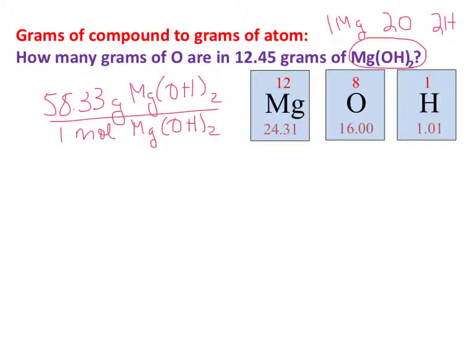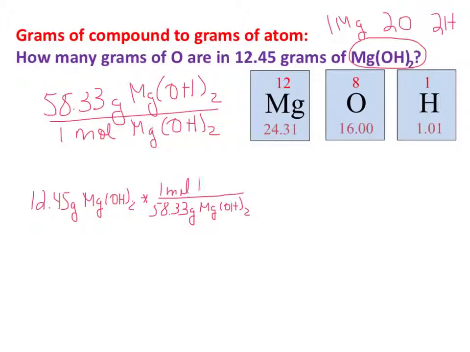This is just a simple matter of getting from one material to the other by canceling out units. We're going to start with what we're given, which is 12.45 grams of magnesium hydroxide. We would like to get to moles of magnesium hydroxide, so we're going to use the molar mass. There are 58.33 grams of magnesium hydroxide for every 1 mole of magnesium hydroxide. That's our first ratio.